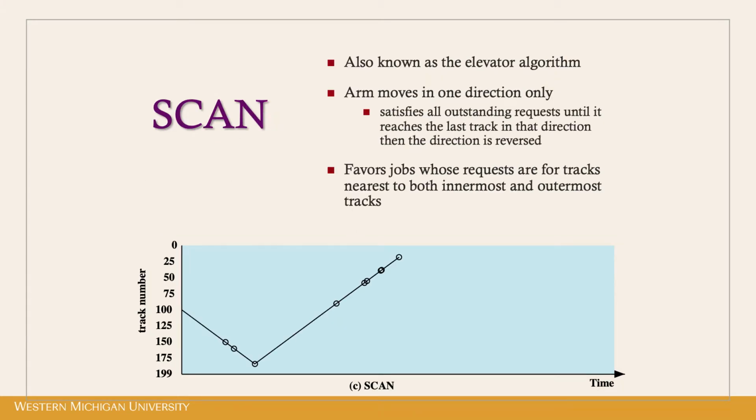The scan approach, also known as the elevator algorithm, basically talks about the arm moving only in one direction. It satisfies all outstanding requests until it reaches the last track in that direction. Then we reverse the direction that the arm is moving. So this is going to favor jobs whose requests are for tracks nearest to the innermost and the outermost tracks. But basically it just goes one direction, then back and forth, right?